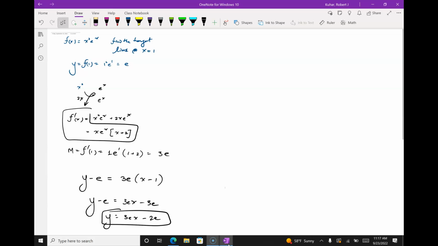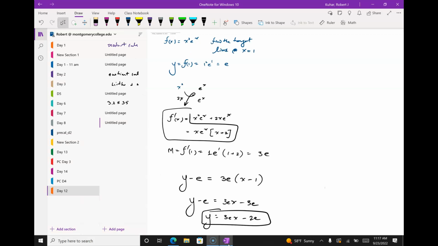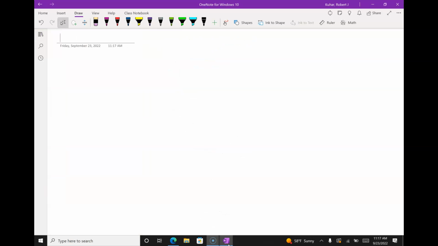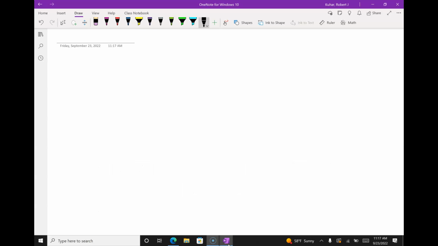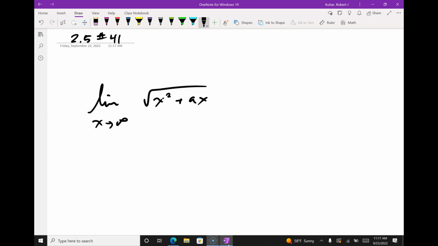Okay. Let me answer the question from Jack here. This is from the homework that's due Monday. Sorry, Nathaniel, you okay? You set? Thanks. This is from 2.5, number 41, I think. And we're doing a limit as x goes to infinity of the square root of x squared plus ax. Remember, a is just a number, like 3, minus the square root of x squared plus bx. And again, b is just a number, like 7, right?